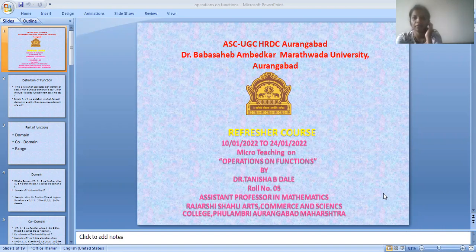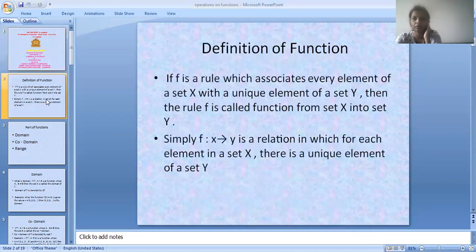Today, in my refresher course, my micro teaching topic is operation on a function. In this topic, we have to see first what is meant by a function, the definition of a function.